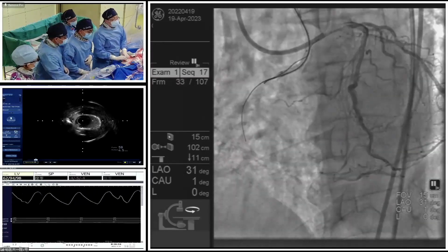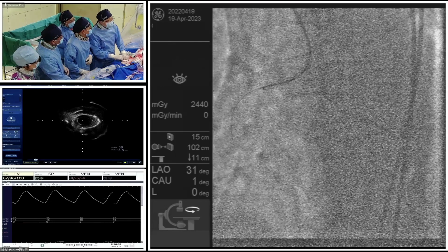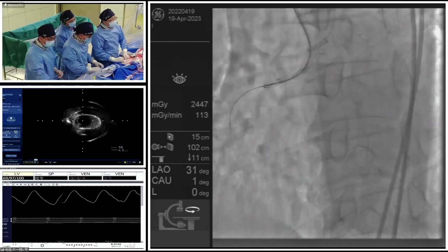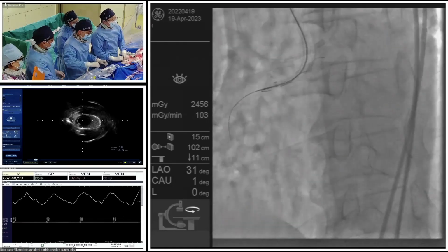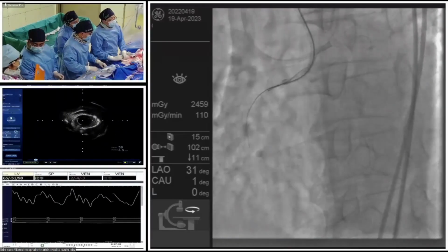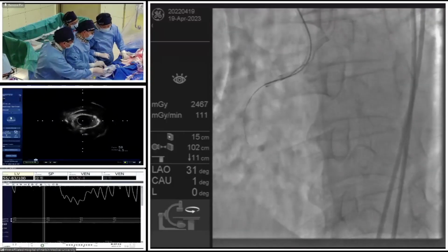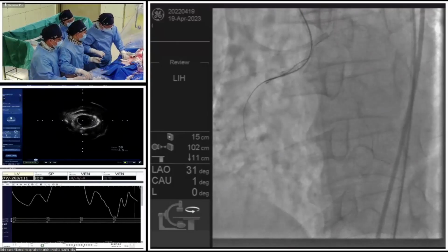Yes. So I'd like to use, give me a Sasuke. Okay. So Professor Lee, you just mentioned the parallel wire technique. If the parallel wire technique fails, we will rapidly switch to the counter-O balloon. Okay. Switch to the retrograde approach. Okay.